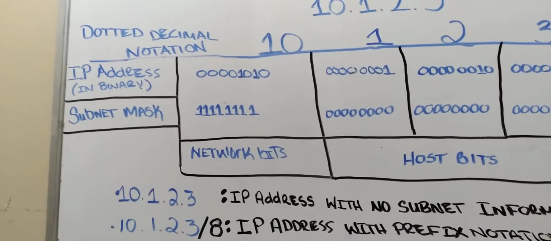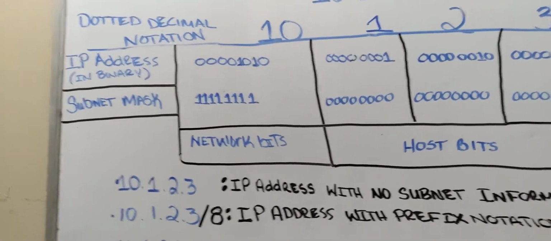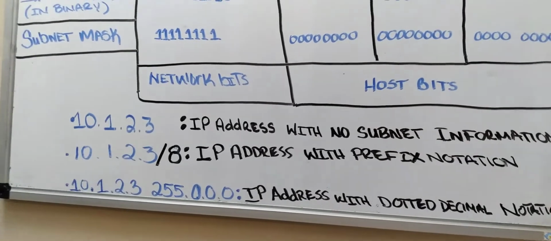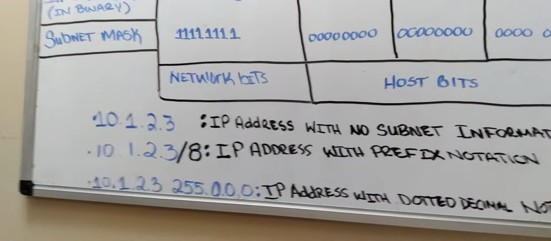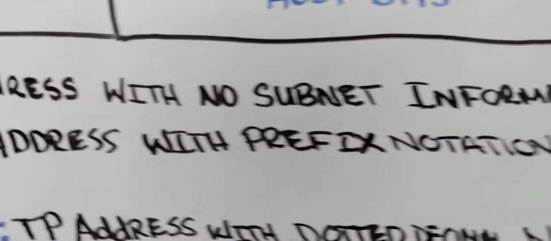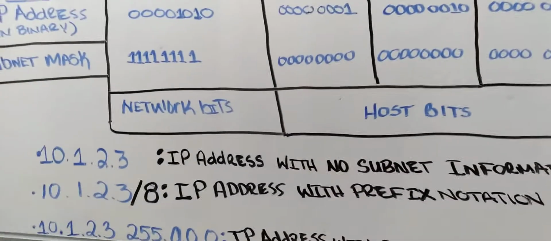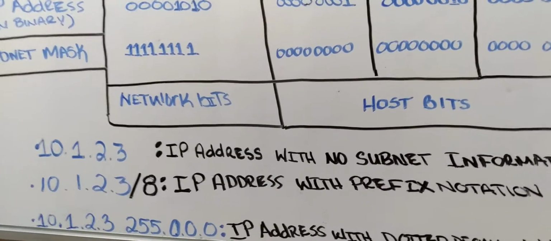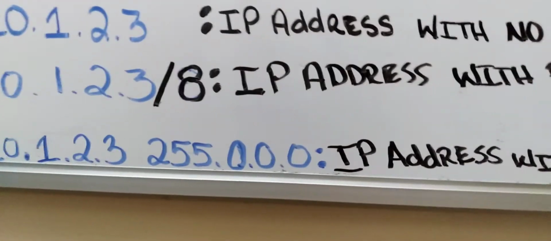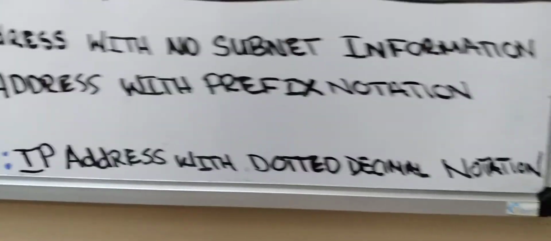We can write this as my address is 10.1.2.3 /8. Or we can write the address as 255.0.0.0, an IP address with dotted decimal notation.